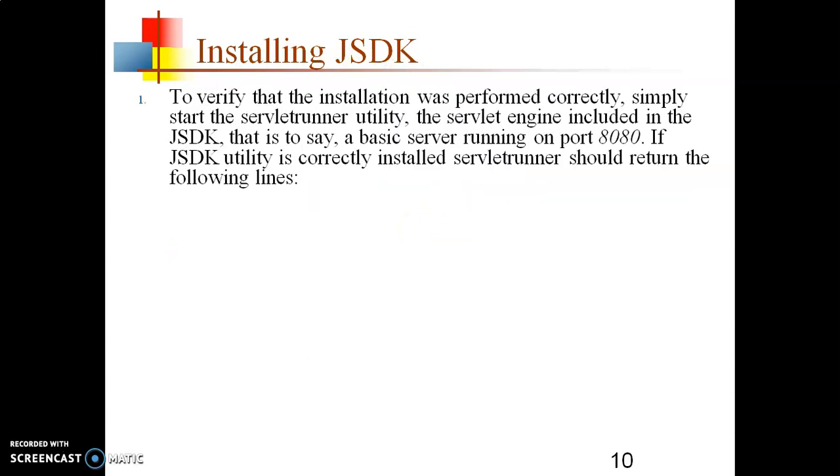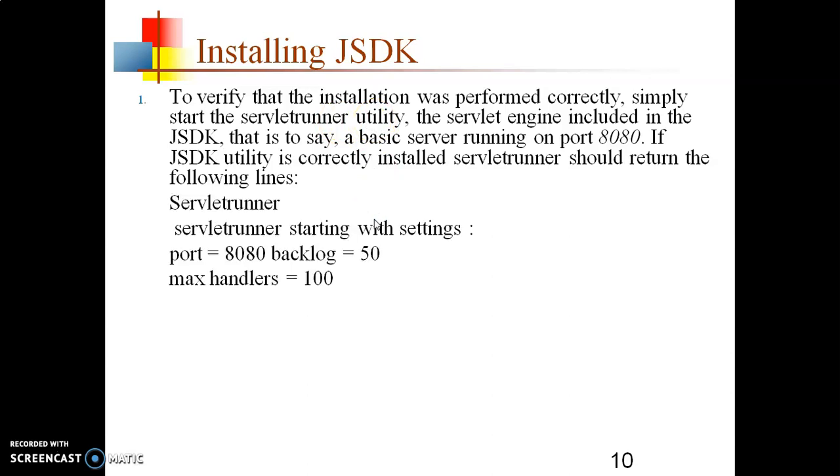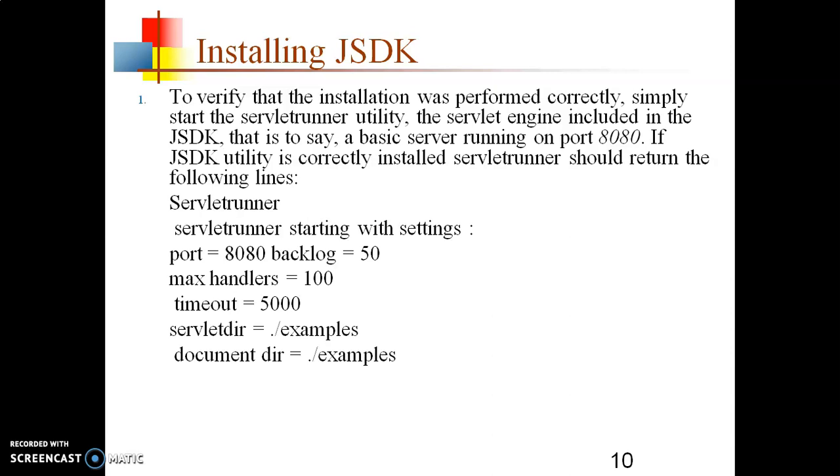I just want to tell you one thing regarding this JSDK: how to verify that the installation was performed correctly. Now we have completed the installation of JSDK. How will I understand whether the JSDK is installed or not? For that I am highlighting this. This is servlet runner. You need to check this. Simply start the servlet runner utility from the JSDK. If it is executed well, once you write servlet runner, you will get these things over there. 8080 is the default port of the server. You can change this also.